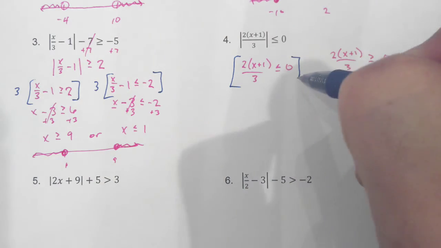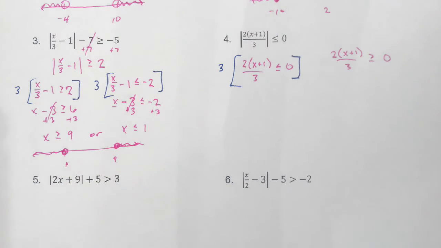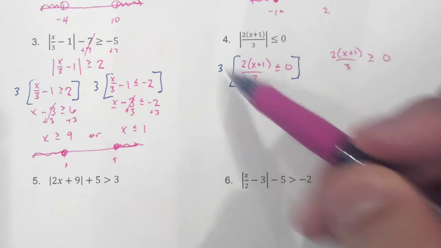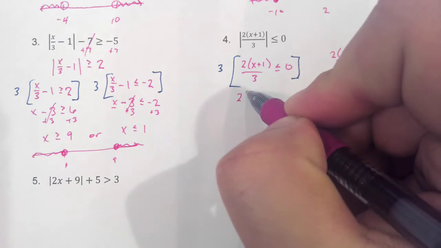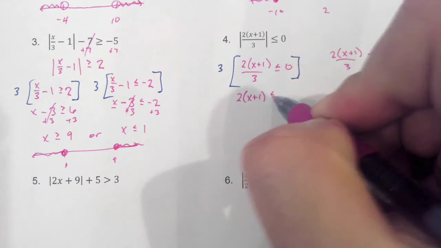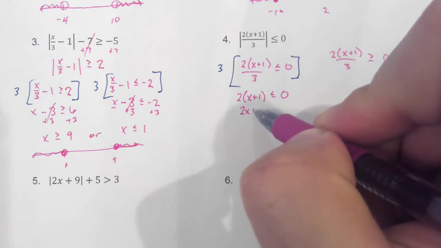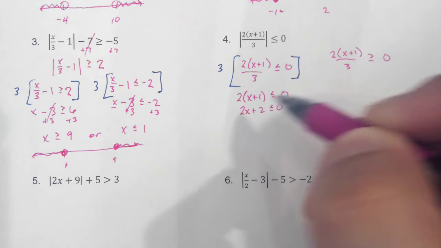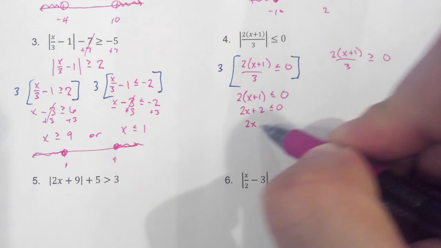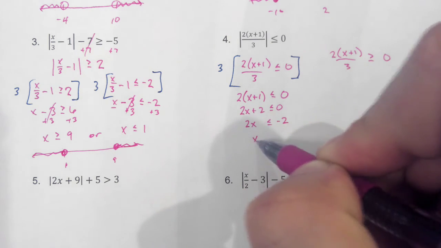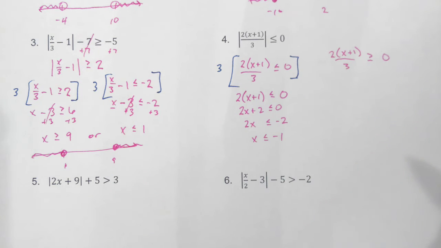so it is important to have both of them. So again, we've got a fraction. We'll multiply by 3 to get rid of that fraction. The 3's would cancel each other out, leaving me with the 2 times x plus 1. And then 3 times 0, still 0. Distribute the 2. 2x plus 2 is less than or equal to 0. Subtract 2. 2x is less than or equal to negative 2. Divide by 2, and x is less than or equal to negative 1.